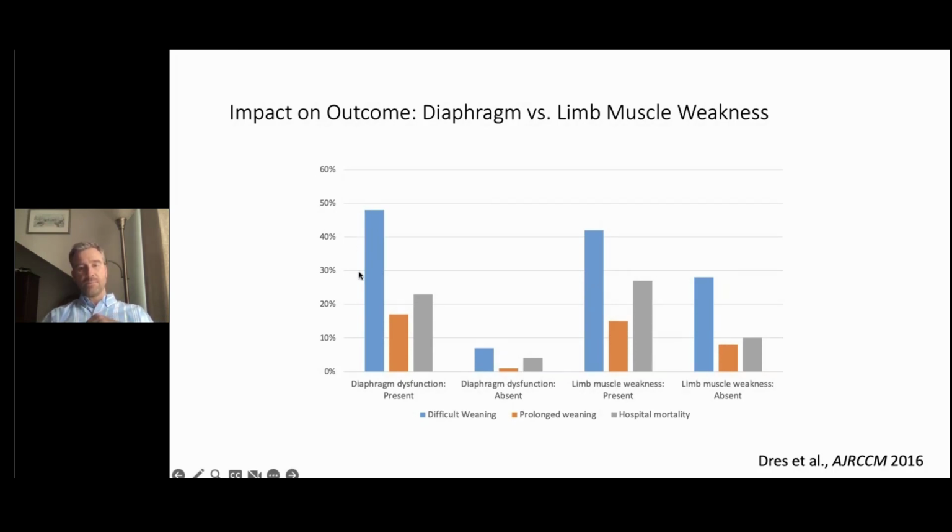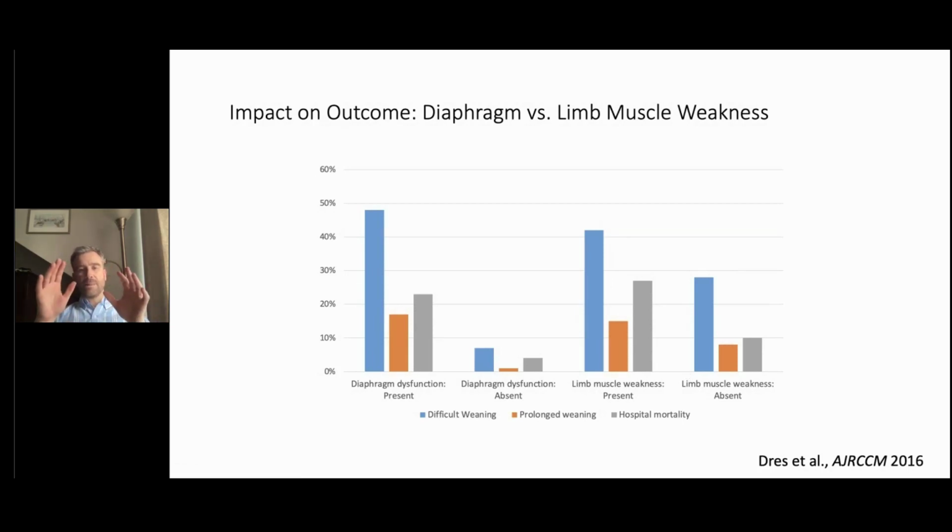Well, this paper from Marta and Dress showed that if you look at the outcome of difficult weaning, for example, the blue bar here, patients with diaphragm dysfunction have nearly 50% chance of having difficult weaning, whereas patients without diaphragm dysfunction have a less than 10% chance. And that's a much bigger difference, presence or absence of diaphragm dysfunction, in comparison to the presence or absence of limb muscle weakness. And similarly, prolonged weaning or the risk of death, very different between the presence or absence of diaphragm dysfunction and less different depending on the presence or absence of limb muscle weakness.